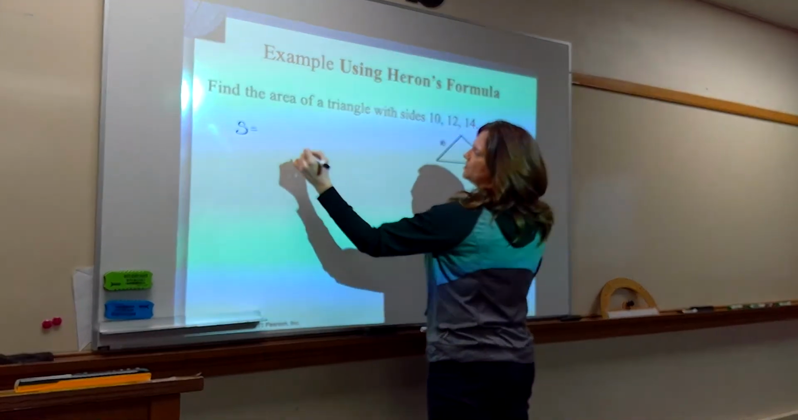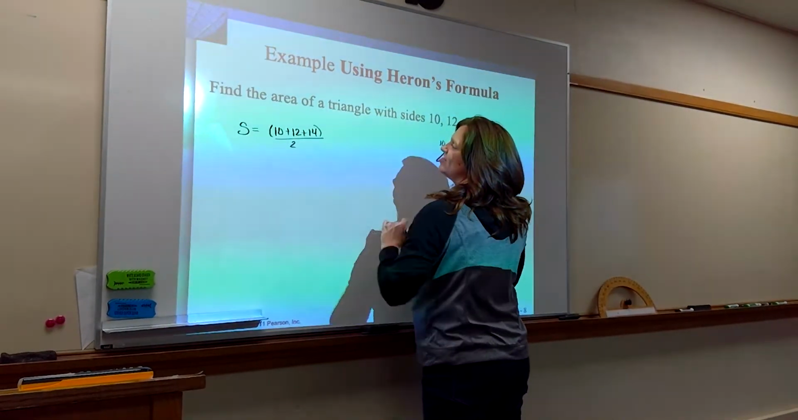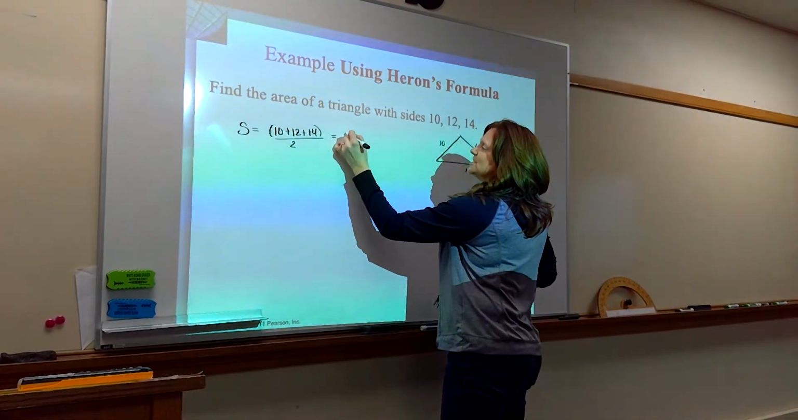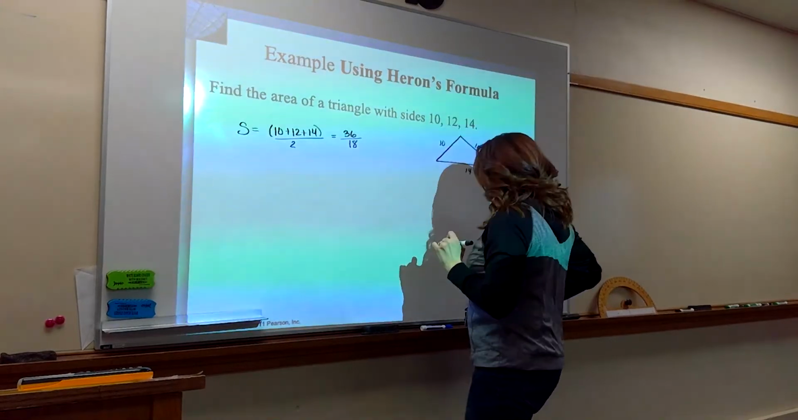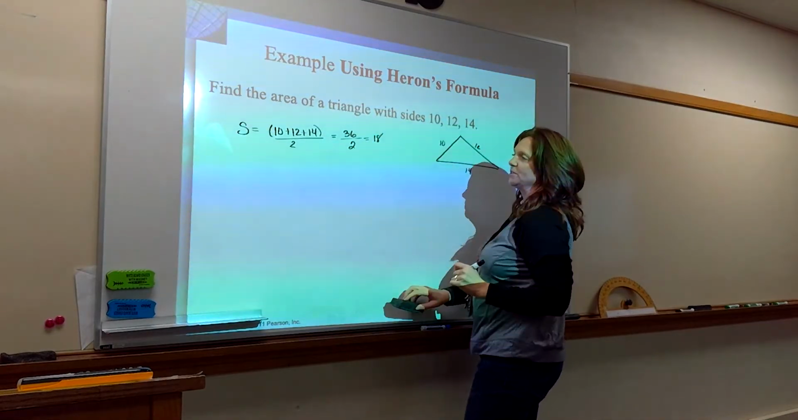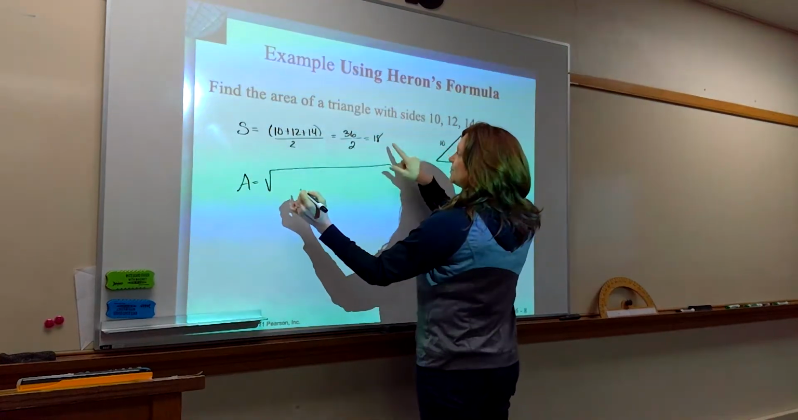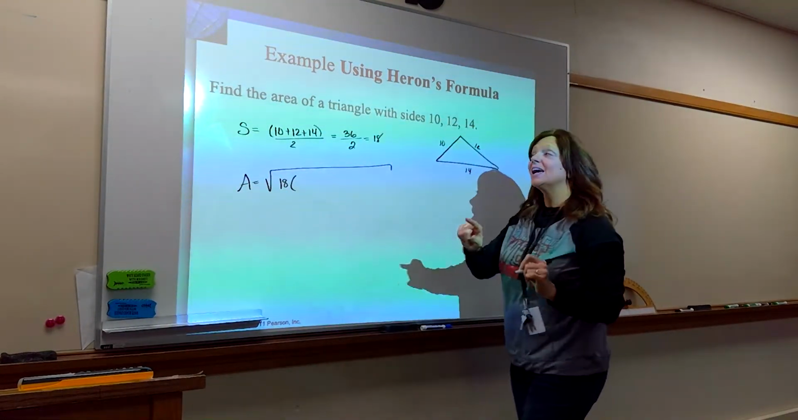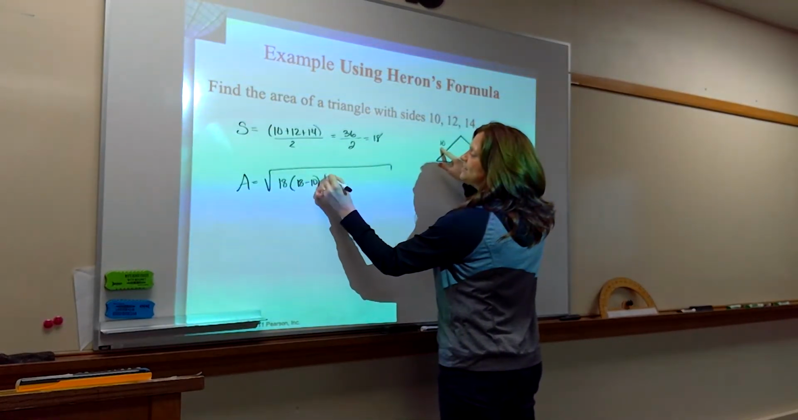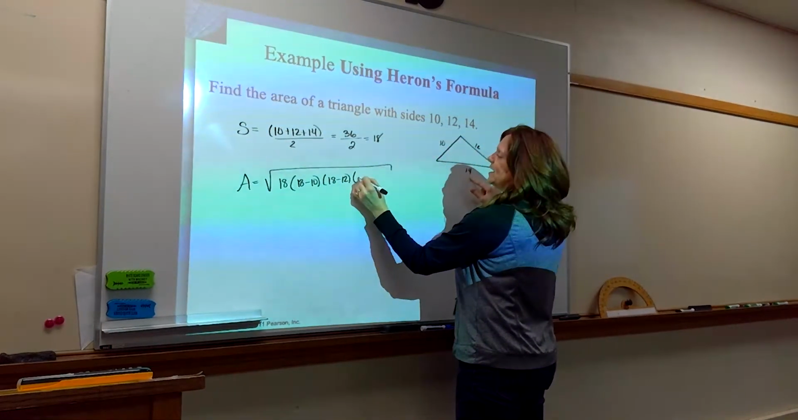Semi-perimeter is 10 plus 12 plus 14 divided by 2. Right? We're going to add that all together. So what do I get here? 36 divided by 2, which is 18. Okay, that's our semi-perimeter, and if we plug that into our formula, area equals big square root, semi-perimeter 18, times the difference of that semi-perimeter in every single side. So 18 minus 10, 18 minus 12, 18 minus 14.